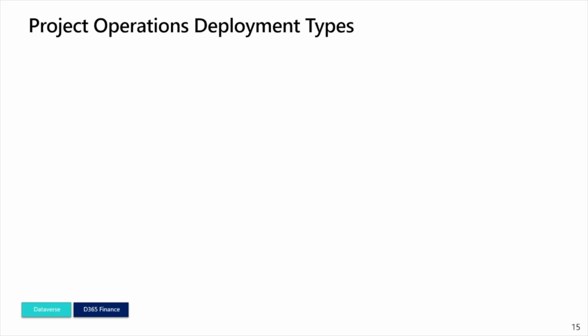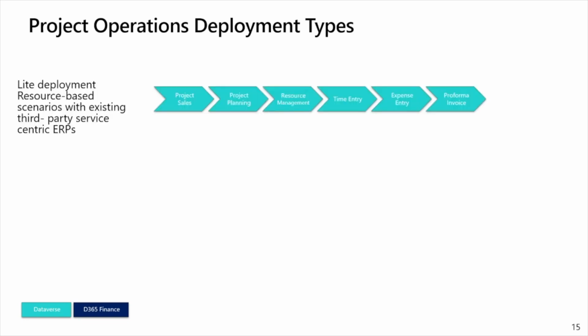Project operations has 3 deployment types. So the first deployment is light deployment, for resource-based scenarios. So if a customer is looking only for the front-end capabilities, starting from sales to invoice, and not looking for finance capabilities, they can use the project operations on Dataverse environment and integrate with their third-party ERP.